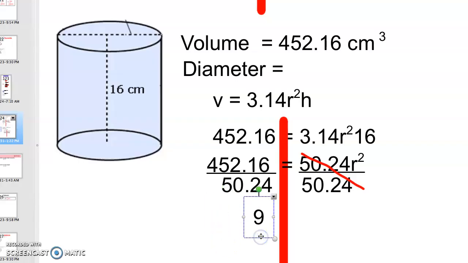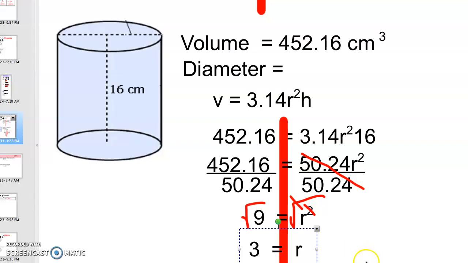Now, this is the big misconception that many students make. They get 9, and they say, okay, 9 is their answer. But remember here, you have r squared. The square didn't go away. You still have r squared, but you have to get rid of that squared. So you have to do the inverse of squaring, which is square root. So you have to take the square root of both sides because I don't want r squared, I just want r. So these are the inverse operations. Okay. The square root of 9 is 3. So 3 is r. So 3 is my radius.